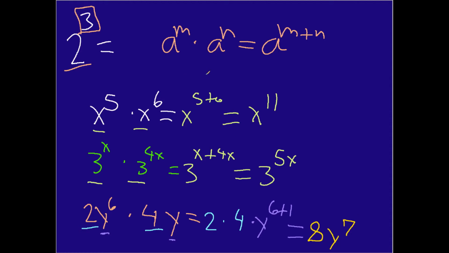So when the base is different, you multiply like any other number. But when the bases are the same, you only add the exponents. This is kind of how the product property rule works for exponents.